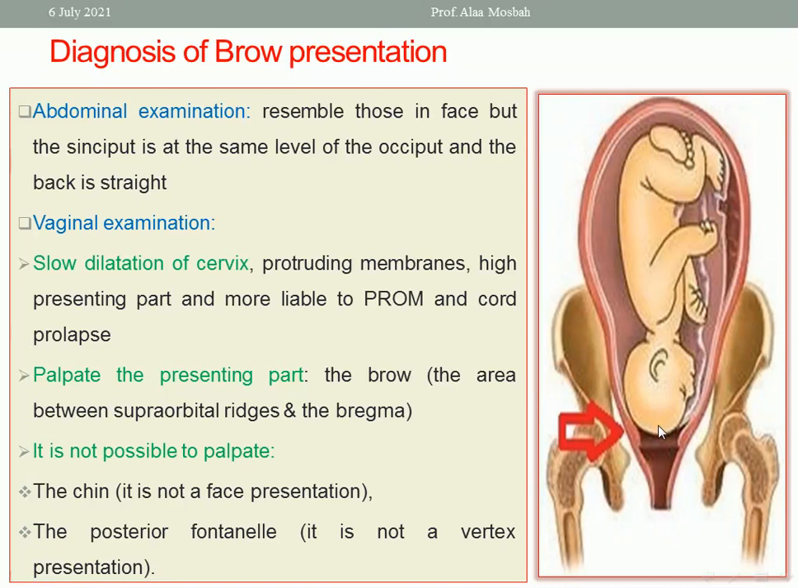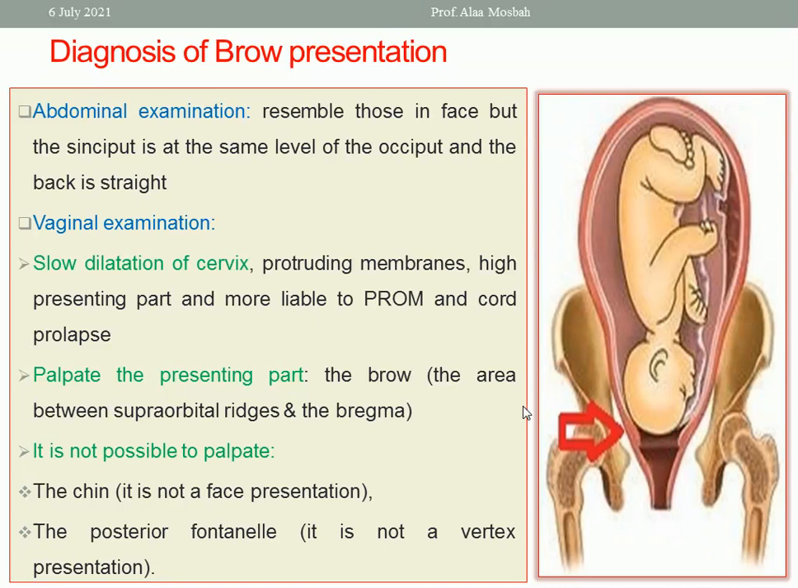Okay? The area between the supraorbital ridge and bregma, or anterior fontanelle, is called the brow. This is the presenting part. And as we mentioned before, it is undeliverable vaginally. It should be cesarean section if persistent brow.